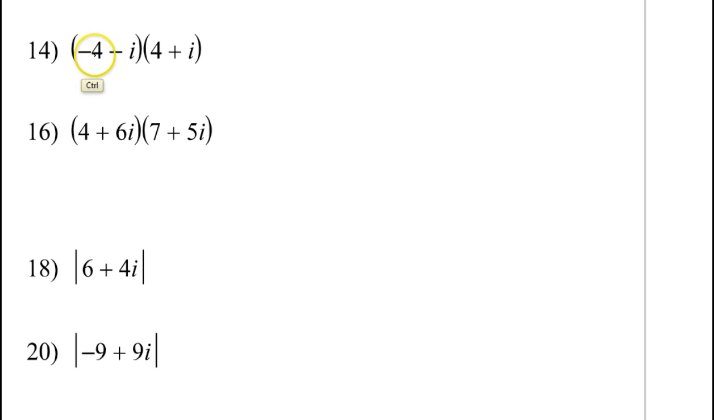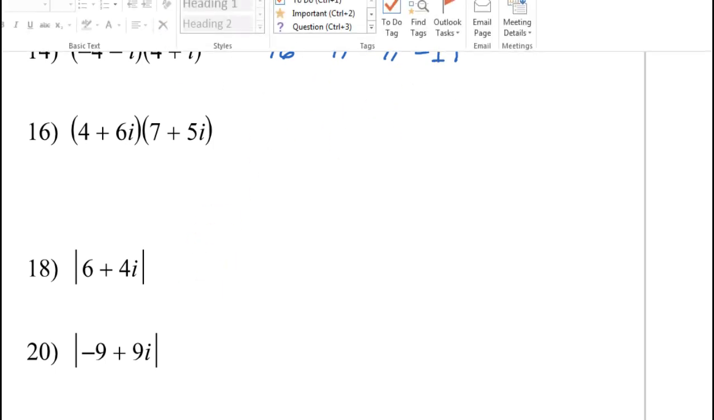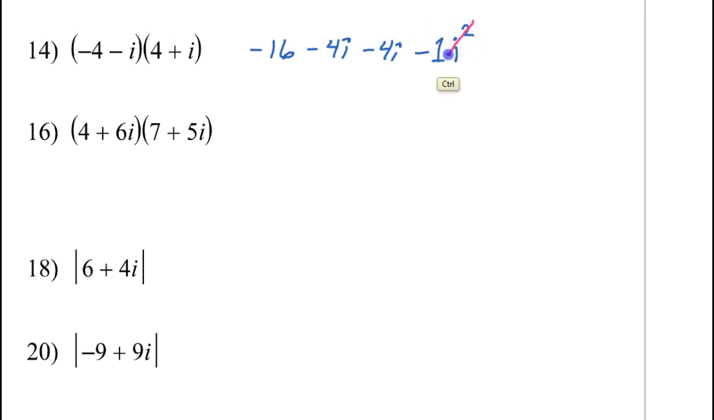So we're just going to double distribute here. So negative 4 times 4 is negative 16. Negative 4 times i is negative 4i. Negative i times 4 is negative 4i. Negative i times positive i is negative i squared. And sometimes it's helpful to think of this as negative 1i squared. Now, i squared is negative 1, so this i squared is going to turn this negative 1 into a positive 1. So now I'm back to just combining like terms. So I have negative 16 plus 1, so that is negative 15. And then negative 4i and negative 4i make negative 8i. So this will be the answer to number 14.